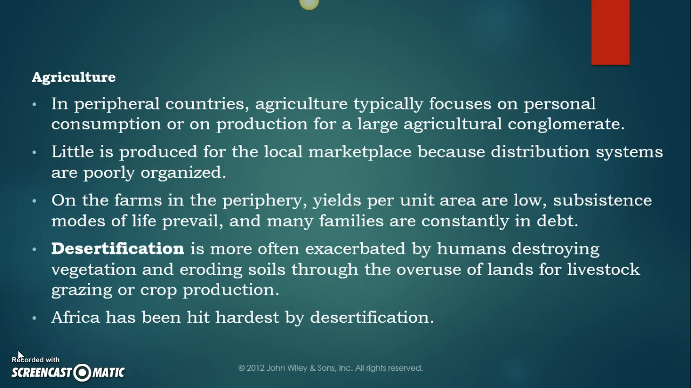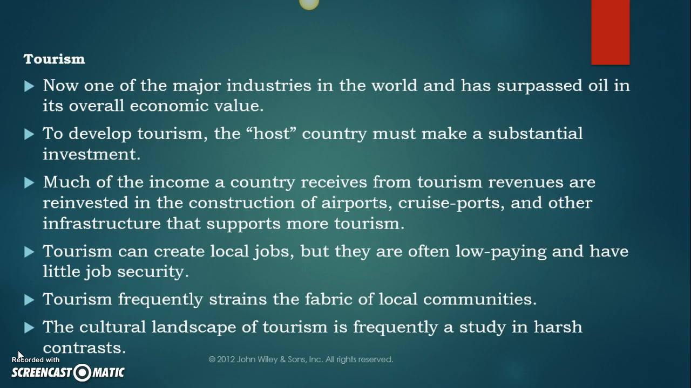Families are constantly in debt. None of this should be surprising. It should be reviewed. Right? Desertification is often exaggerated because humans tend to destroy vegetation and erode soils through the overuse of lands for livestock, grazing, or crop production. And the area that's been hardest hit by this, unsurprisingly, is Africa, because the ecosystem there tends to be just very fragile.